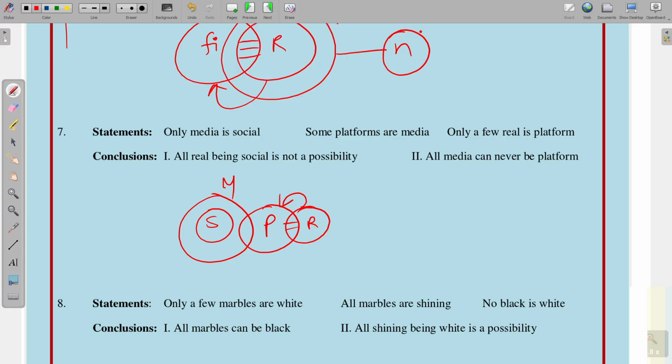Conclusions. All real being social is not a possibility. Here real is there. So, definitely follows. Why? Because only media has rights on social, so no one can enter into social, so definitely the first one follows. All media can never be platform, so media here, platform here.